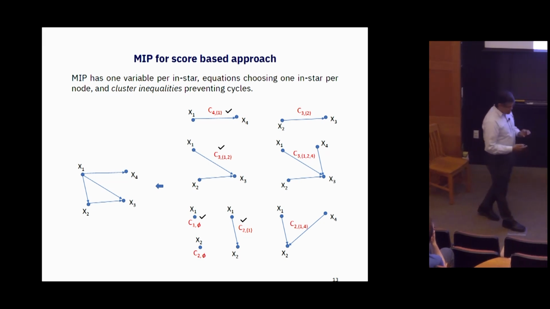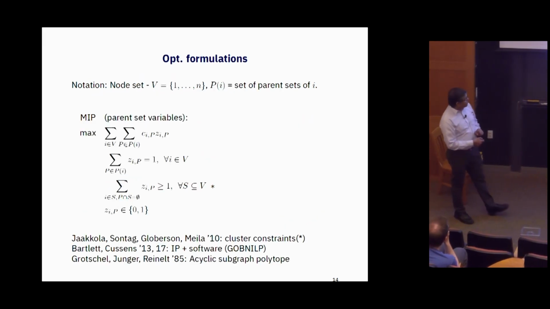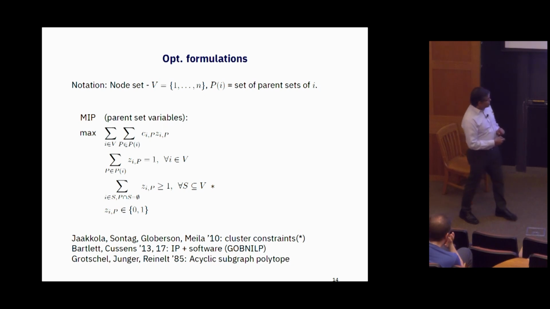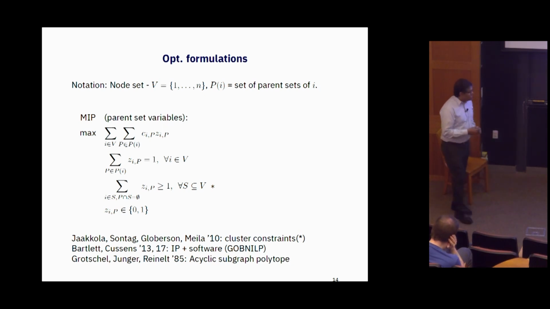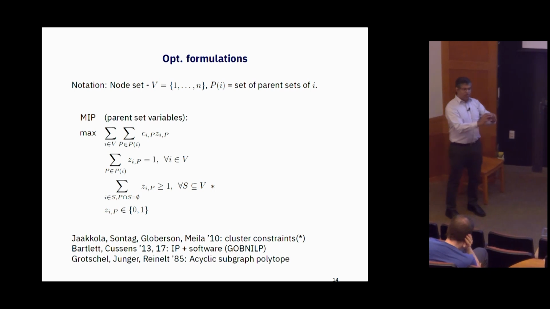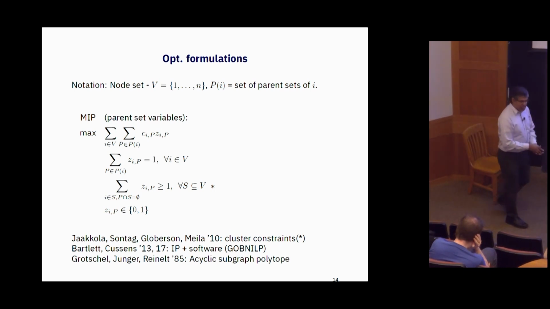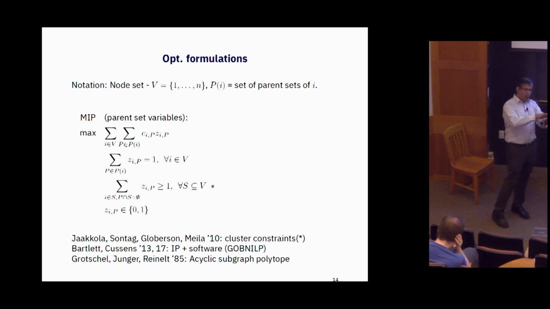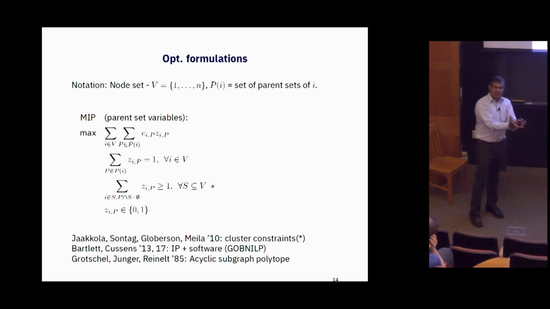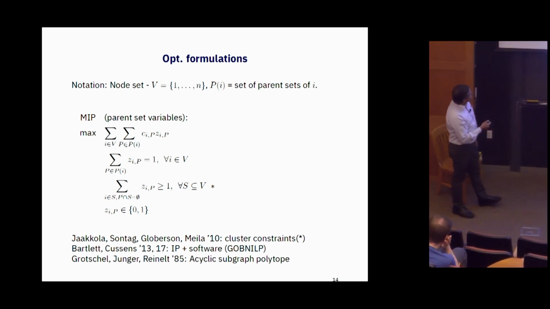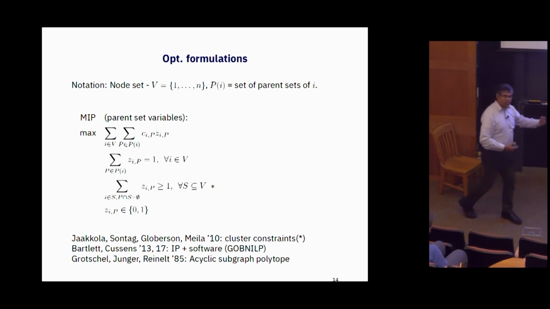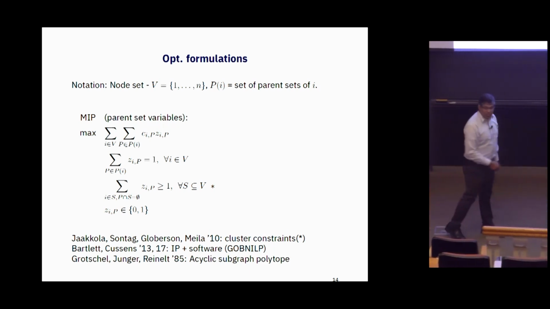So what this second set of constraints says, and these are called cluster inequalities, and they're used in the software GOBNILP, is that if I have a collection of nodes and I want to avoid a directed cycle, one way to do it is there must be at least one node where all the parents of the node lie outside that set of nodes. So there is a set of nodes S such that at least one node in S has all its parents outside S, so parents intersection S is empty. And this inequality simply says one of such variables corresponding to those instars must be true, must be 1.